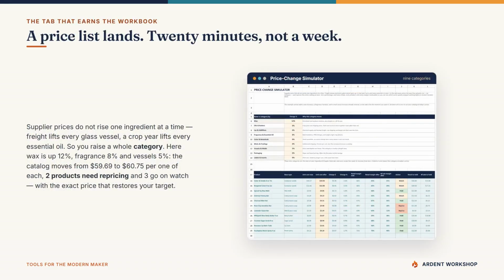And this is the tab that earns the workbook. Supplier prices do not rise one ingredient at a time. Freight lifts every glass vessel. A crop year lifts every essential oil. So you raise a whole category. Wax up 12%, fragrance up 8%, vessels up 5%, and the entire catalog recalculates. New unit cost, new margins at both tiers. A hold, watch, or reprice verdict on every product, and the exact price that restores your target.